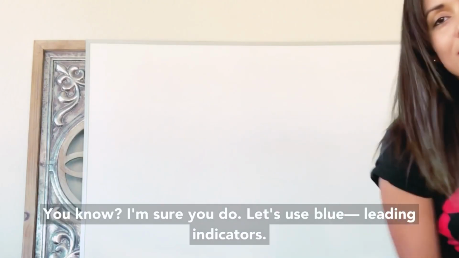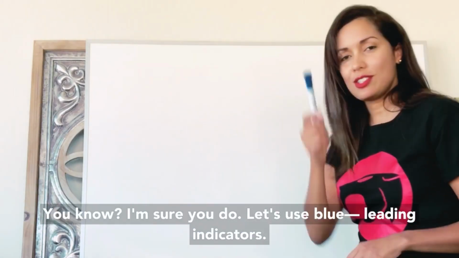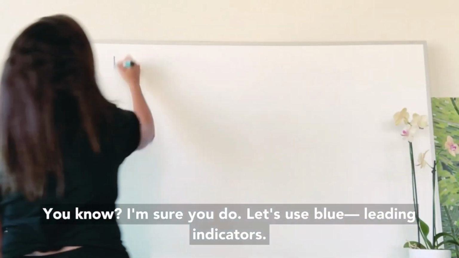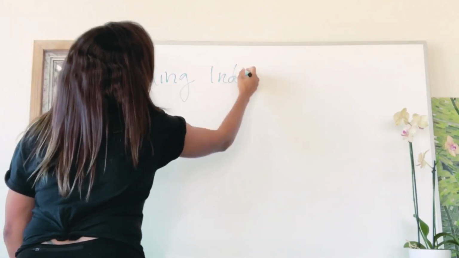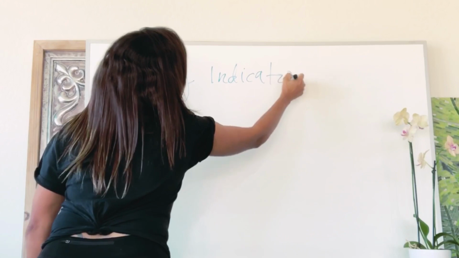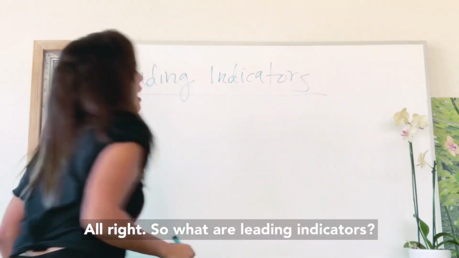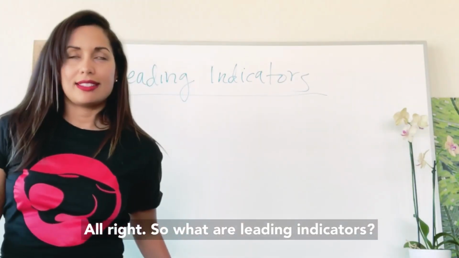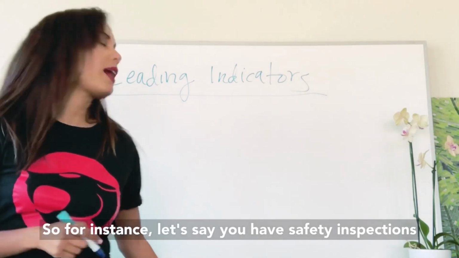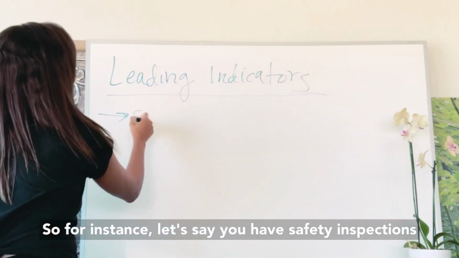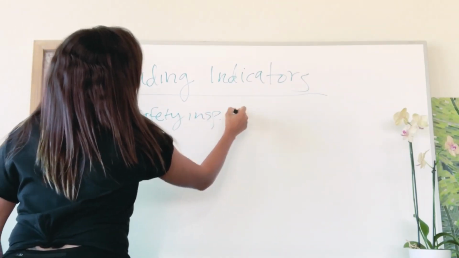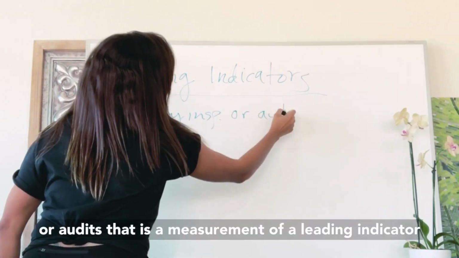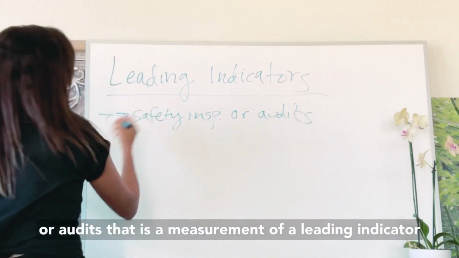you know, I'm sure you do, let's use blue, leading indicators. Alrighty, so what are leading indicators? So for instance, let's say you have safety inspections or audits. That is a measurement of a leading indicator.